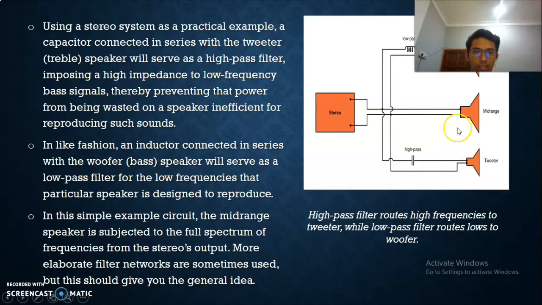This is the woofer for the bass, and it is the low-pass filter for the low frequency. In the example circuit, the mid-range speaker is subjected to the full spectrum of frequencies from the stereo output. More elaborate filter networks are sometimes used, but this should give the general idea. The tweeter is the high pass and the woofer is the low pass from the stereo. The high pass filter routes high frequencies to the tweeter, while the low pass filter routes lows to the woofer.